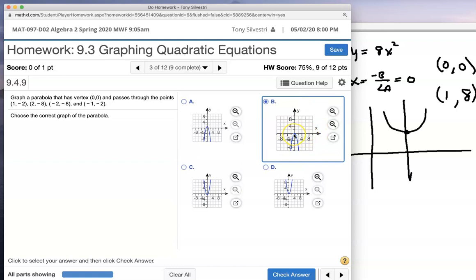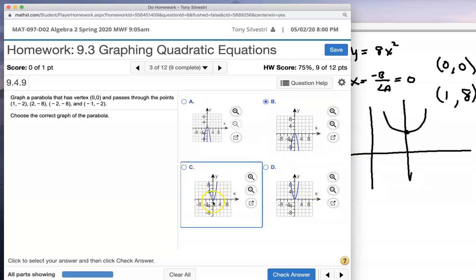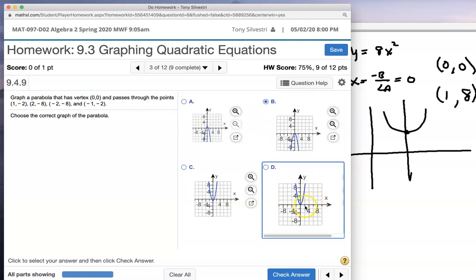B could be the answer. D could be the answer. Those are vertices of 0, 0. But C cannot be an answer. It's not at 0, 0. So it's a toss-up between B and D. What do we pick? Pick another point: 1, negative 2. This graph can't be it.